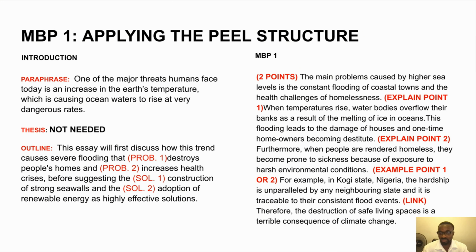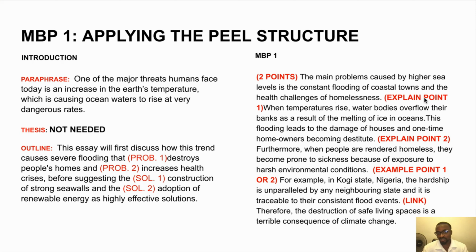The two things you stated as problems, try to fix them in the first sentence of your main body paragraph. The second sentence will be a sentence that explains the first problem. The third sentence will be a sentence that explains the second problem. The fourth sentence will be a sentence that explains any one of the two problems. Take note of that. You're explaining any one of the two problems. You don't need to explain the two problems because you don't have the time for that. So you explain any one of the two problems, and then the link is finally a summary of all that has been said or something that links all you've discussed in that paragraph to the introduction. Let's read it here. The main problems caused by higher sea levels is the constant flooding of coastal towns and the health challenges of homelessness.